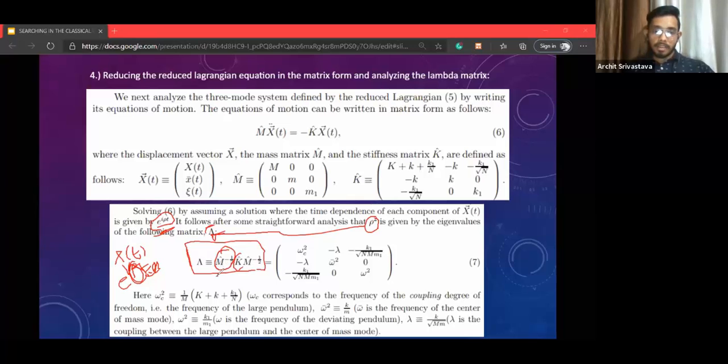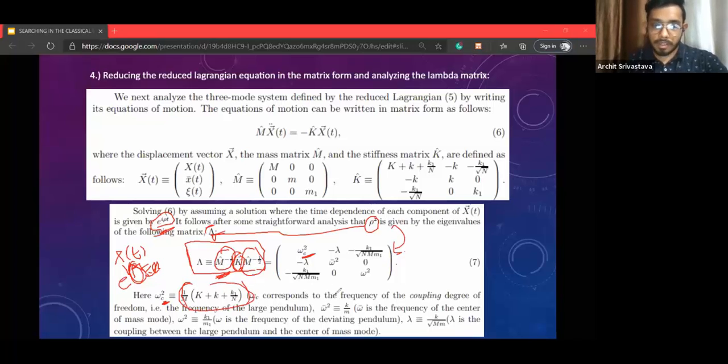So this lambda matrix looks something like this. It has the mass matrix raised to the power of minus half, then the stiffness matrix, and then again the mass matrix raised to the power of minus half. So we get to this particular matrix, and it has a few special terms. This omega c matrix is the frequency of the coupling degree, and it has these terms in it.